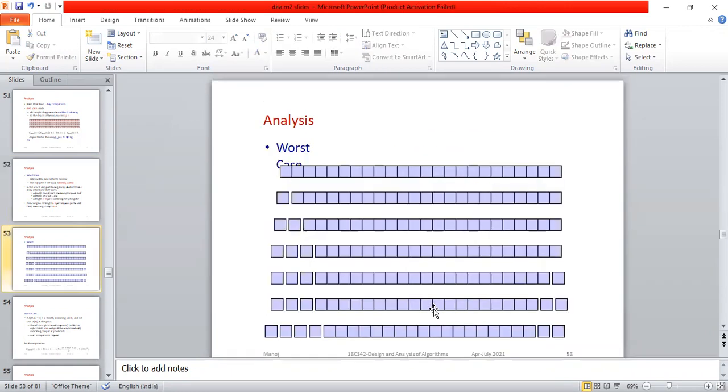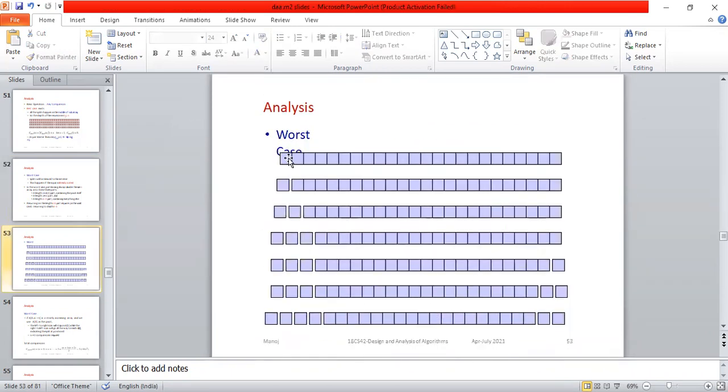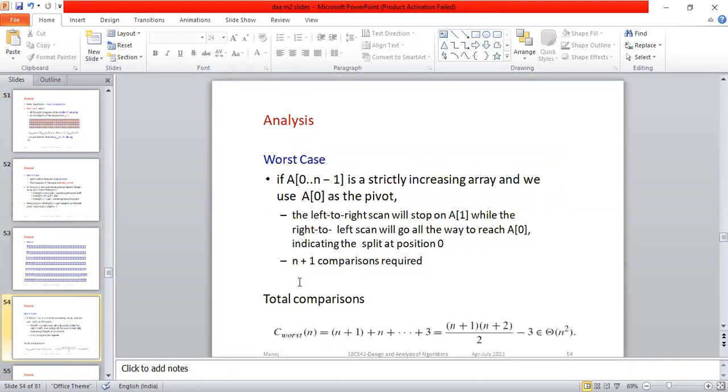So come to the worst case complexity. First you see this is the worst case. The first element is the pivot, so keep on dividing. The second element is the pivot, keep on dividing. The third element is the pivot, keep on dividing like that. Okay, so this is the worst case. What is the worst case? All the elements are sorted, so already sorted. If it is already sorted, what is the worst case you have? That we shall see here.